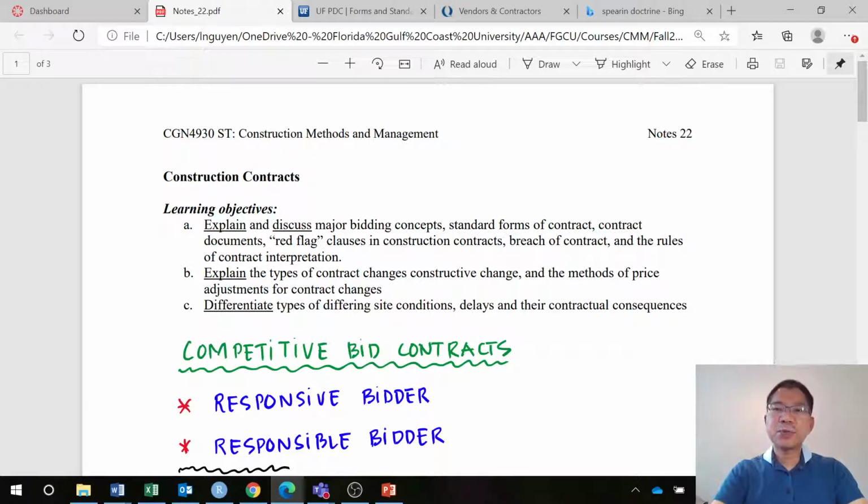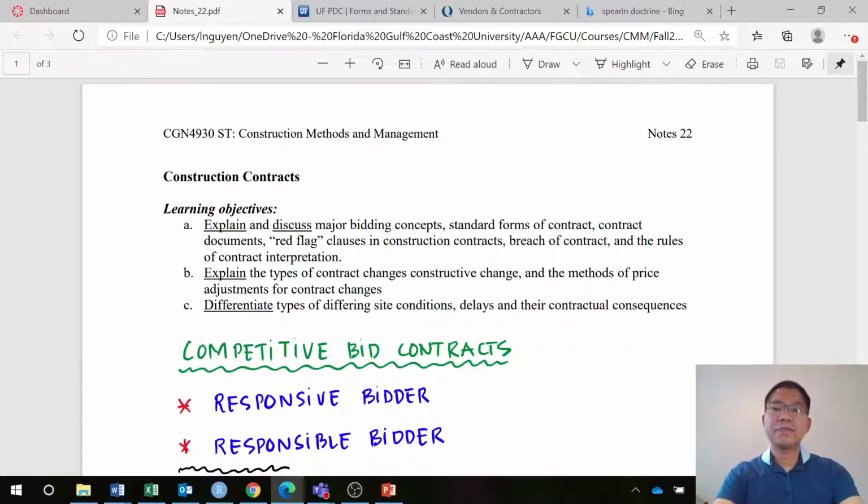In this lesson, we learn construction contracts, and we have three learning objectives. First, we explain and discuss the major bidding concepts, standard forms of contract, contract documents, red flag clauses in construction contracts, breach of contract, and the rules of contract interpretation.